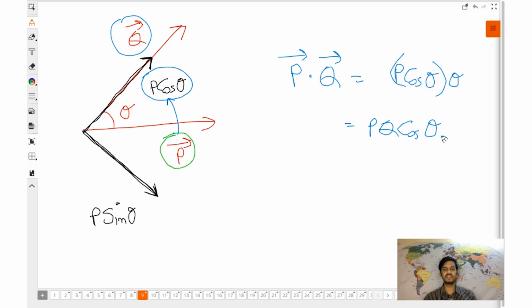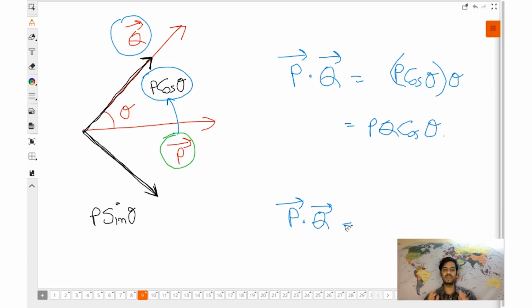Okay guys, now an interesting assignment for you. If you want to say, sir, why are we resolving P? Why can't we resolve Q? That's homework for you. Try to find P dot Q by resolving the Q vector. Okay, and tell me the value in the comments. Will there be a change or not?